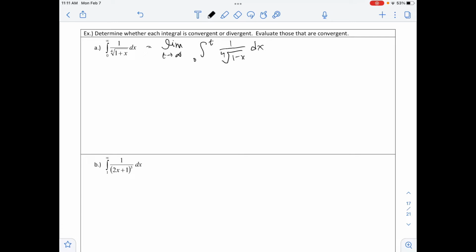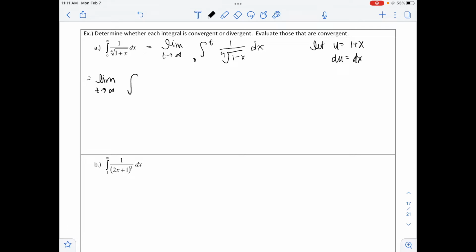And so from here, I'm going to use u sub and say let u equal 1 plus x. This way I can evaluate this integral. And then du is equal to dx. I also need to change my limits of integration, so we'll make sure we do that. And also don't forget to write limit every single time. If you forget the limit part, it's technically incorrect.